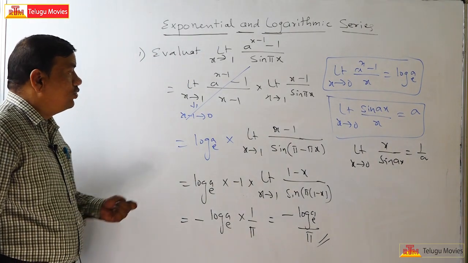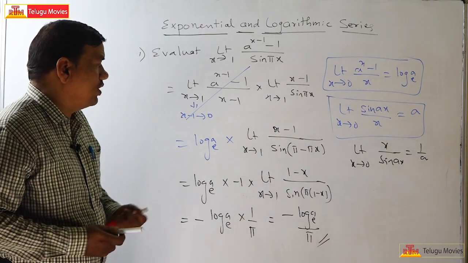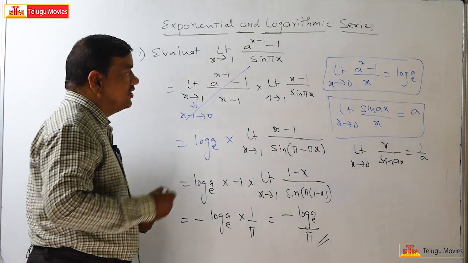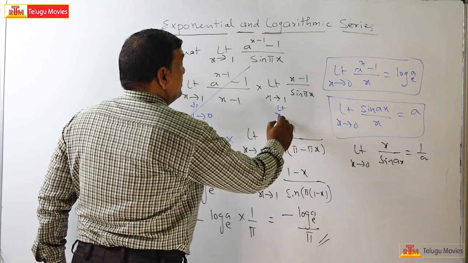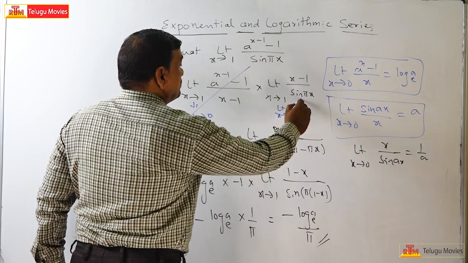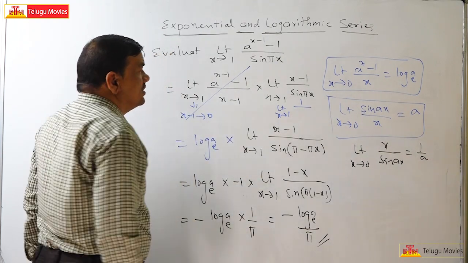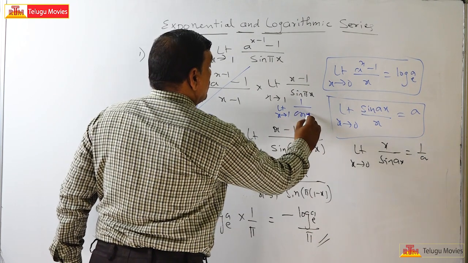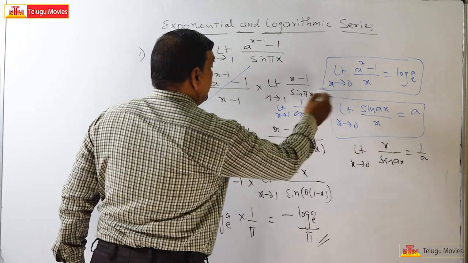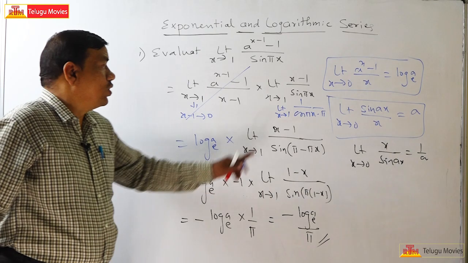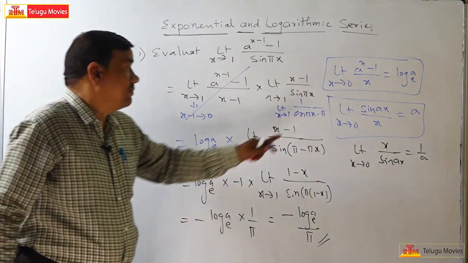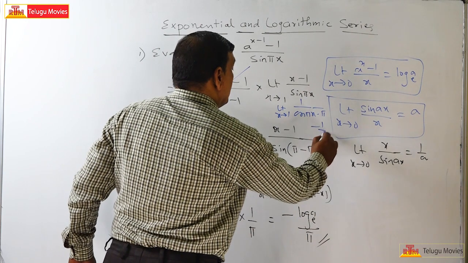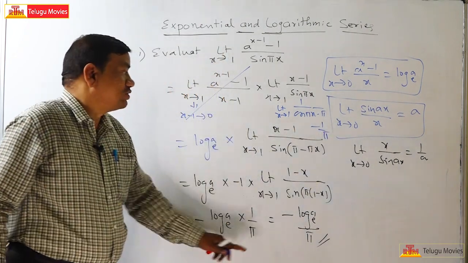Otherwise, you can do the L'Hospital rule also, you can do up to here. Even then, the next topic is our L'Hospital rule only. Here, as the limit x tends to 1, the derivative of x minus 1 is 1, and the derivative of sin pi x is cos pi x into pi. As x tends to 1, cos pi means minus 1. So in total this is minus 1 by pi.